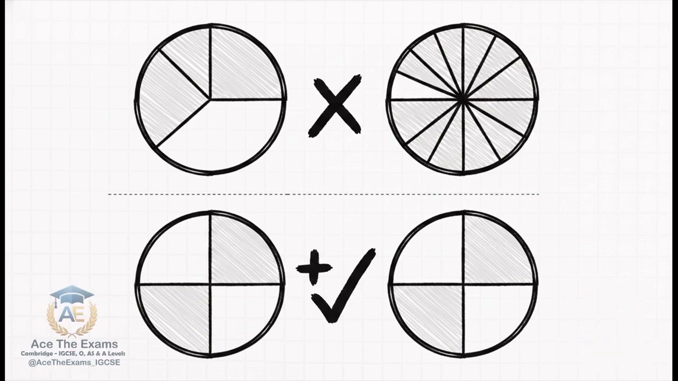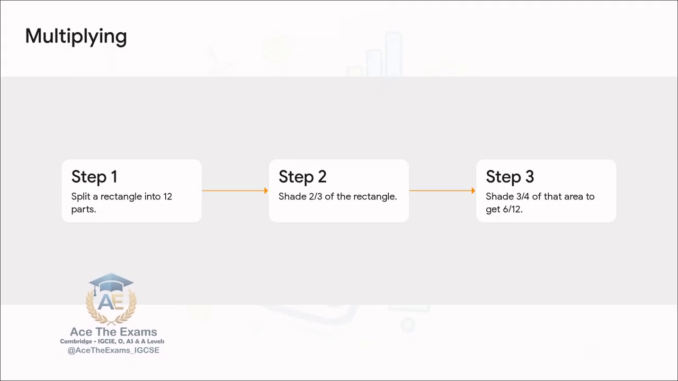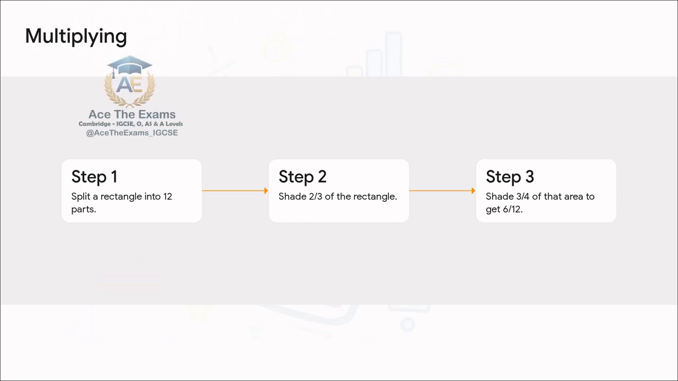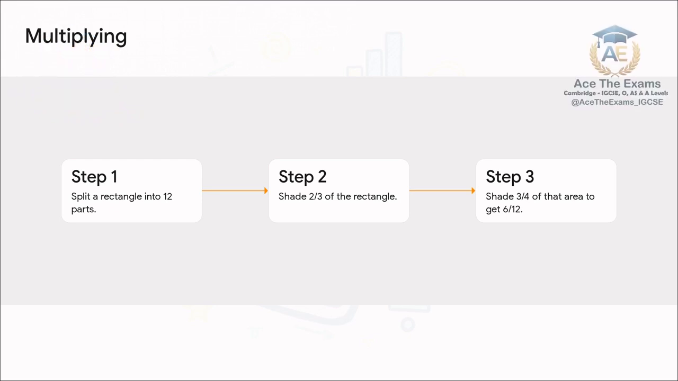If the denominators don't match, you have to use equivalent fractions to force them to match before you do anything else. Now, multiplication is a bit of a different story, and visualizing it like 3/4 times 2/3 is actually pretty fascinating. Just imagine a rectangle. If you split it into 12 equal parts, shade 2/3 of it, and then shade 3/4 of that already shaded area, you're left with 6/12 of the total rectangle being double shaded. This visual perfectly proves why our multiplication rule works.